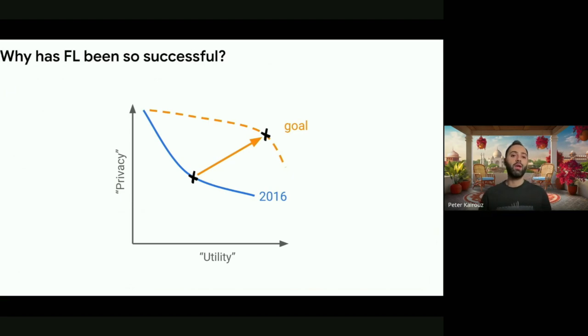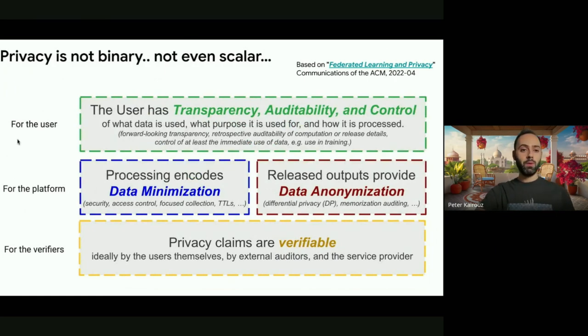You don't improve the models and you don't train them on user data. What federated learning essentially did is that it introduced a new dimension to the privacy utility trade-off curve. It allowed us to actually improve both privacy and utility at the same time, unlocking new applications. But what we realized early on in the process is that privacy is neither binary nor even scalar. It actually means a lot of different things to a lot of people.